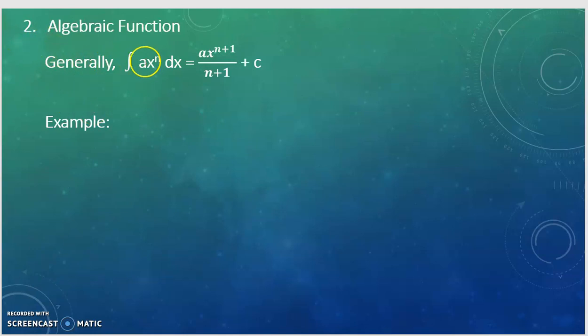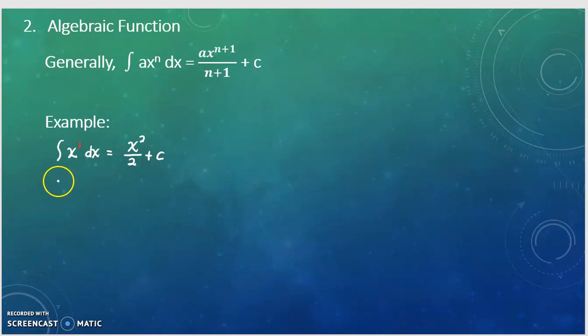Next, we look at algebraic function. Generally, if we integrate ax to the power of n with respect to x, this will be equal to ax to the power of n plus 1, over n plus 1, the new index, plus c. Let's say, for example, integrate x with respect to x. We know that this x is actually to the power of 1. When I integrate, the index will be raised by 1, so 1 plus 1 is 2, over the new index 2, plus c.